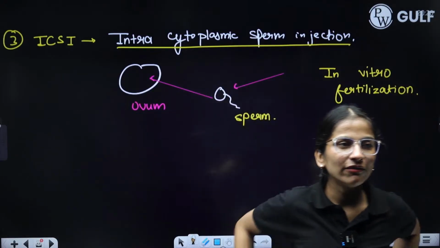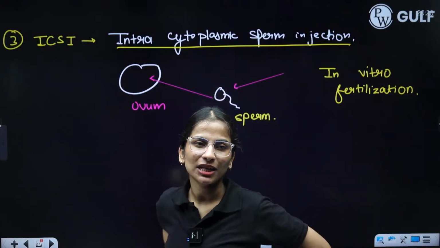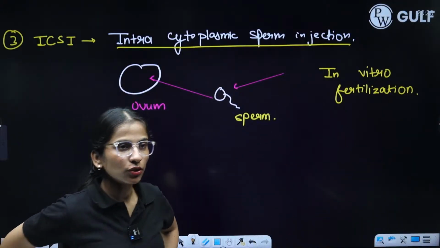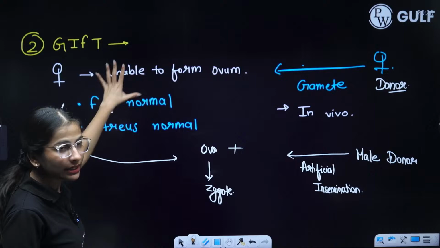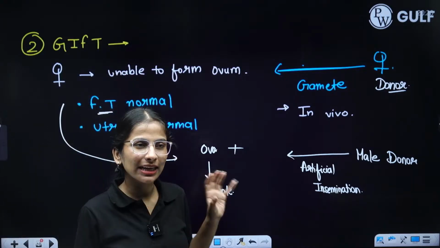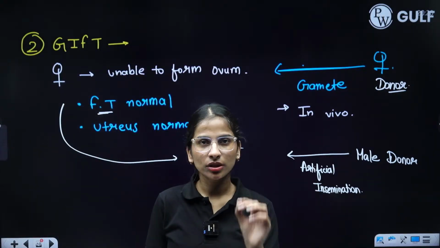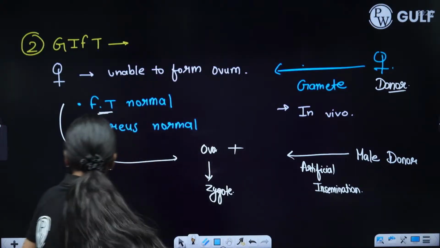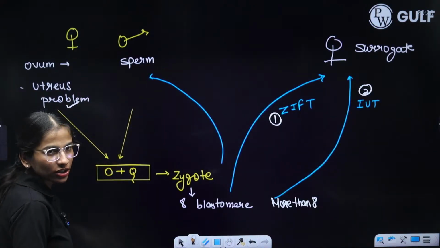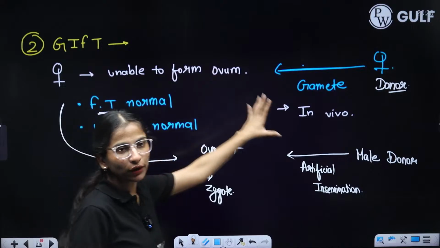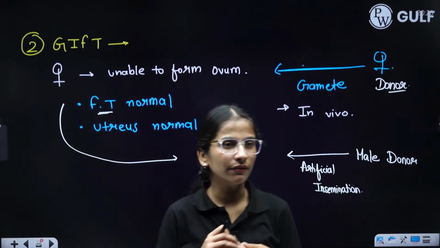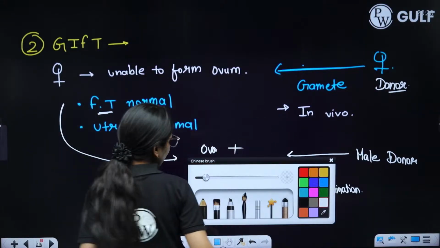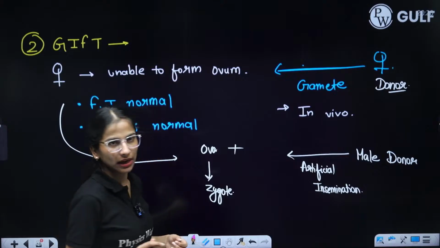Okay, next we have ICSI, intracytoplasmic sperm injection. I hope you guys remember, the majority of the times they ask in this particular technique which type of fertilization was done, in vivo or in vitro. So in test tube baby it was in vitro fertilization. Here can you tell me what type of fertilization it will be, in vivo or in vitro?